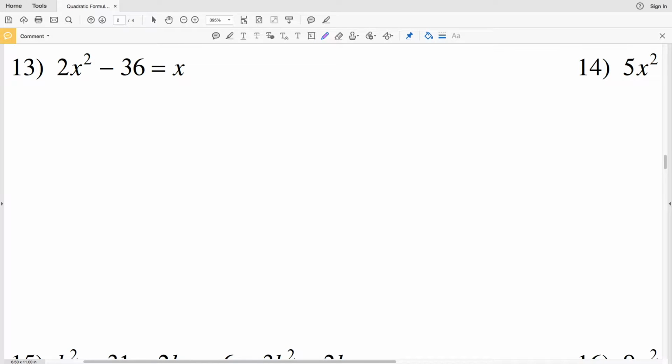In this video, we're going to finish the KutaSoftware Infinite Algebra 1 free worksheet using the quadratic formula, picking up where we left off with number 13. Now, really quickly, reviewing the quadratic formula, it's the opposite of b plus or minus the square root of the quantity b squared minus 4 times a times c, divided by 2 times a. However, in this number 13, we have to get the quadratic equal to 0 at the start.